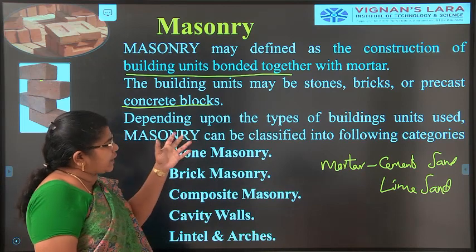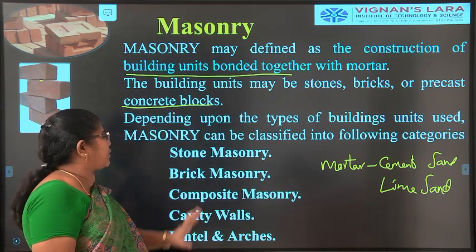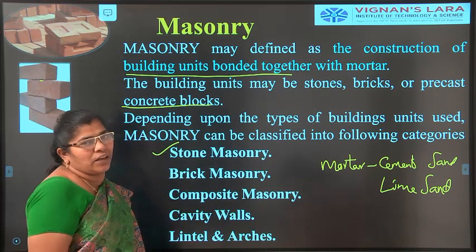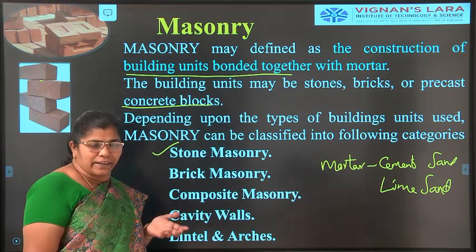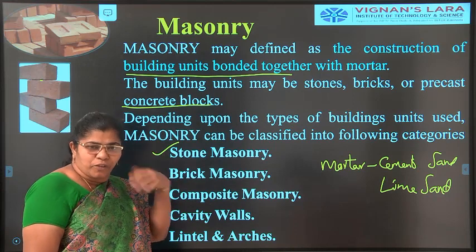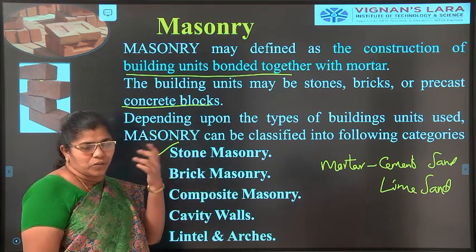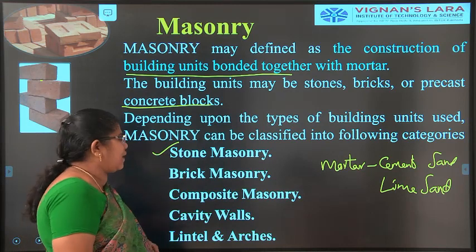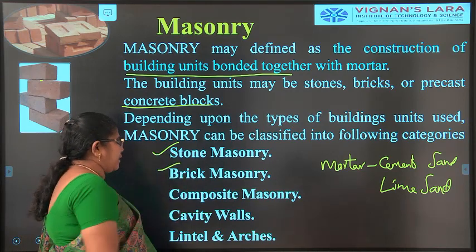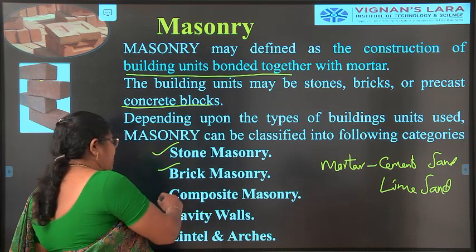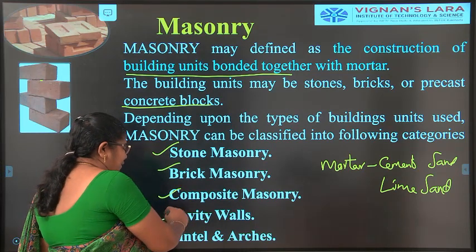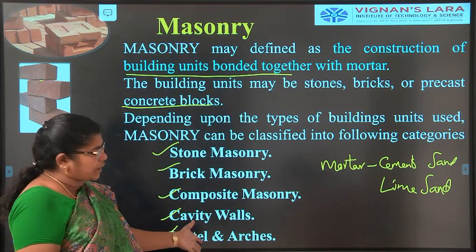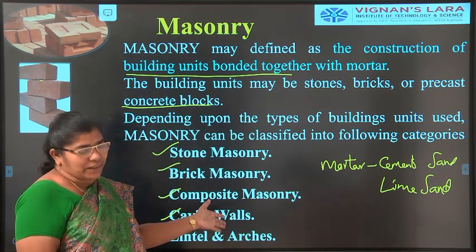Depending upon these considerations, it is considered as stone masonry, where stones are used either dressed or undressed, that is without dressing, or with proper dressing, we will see that. The next one is brick masonry. The third one is composite masonry. The fourth one is cavity wall, and the lintel and the arches. So these are the different types of masonry.